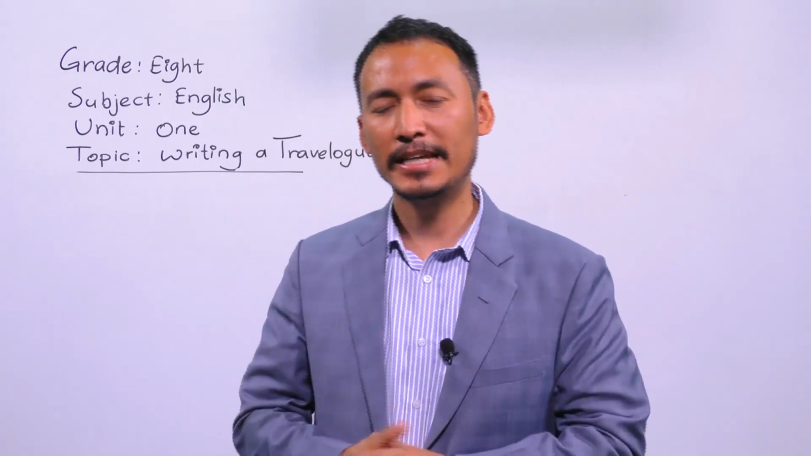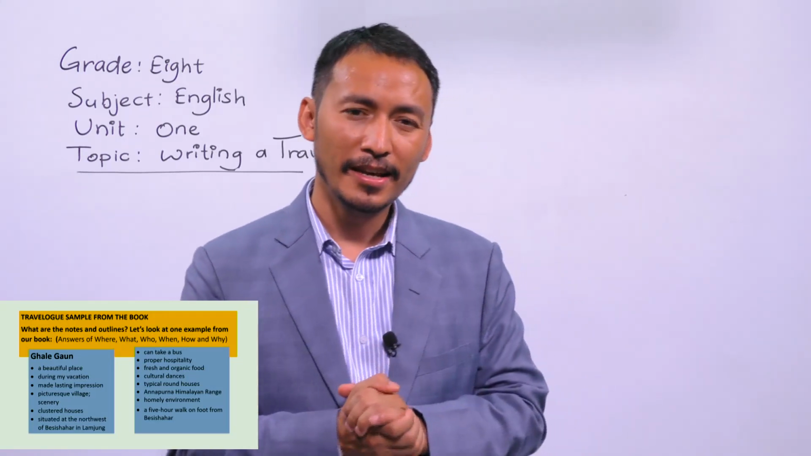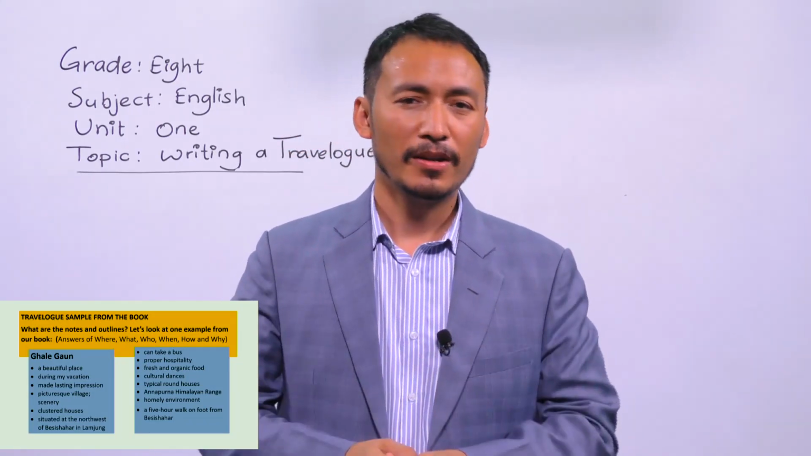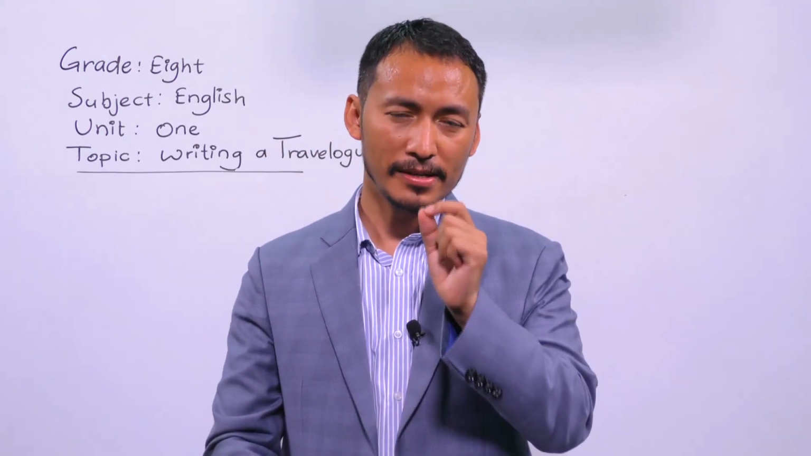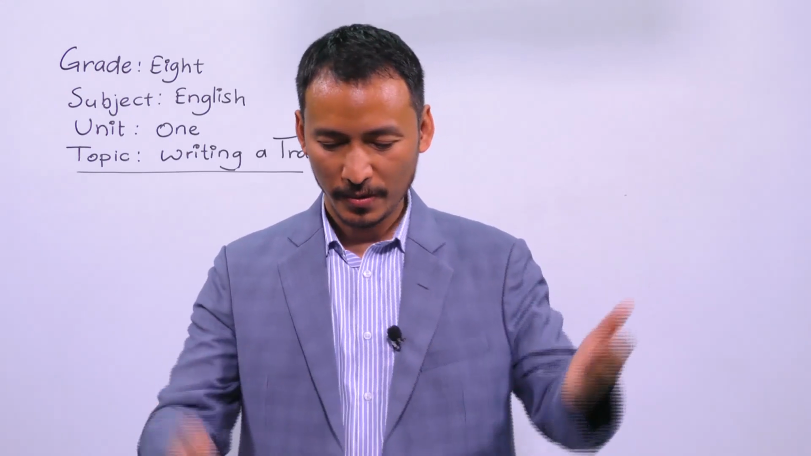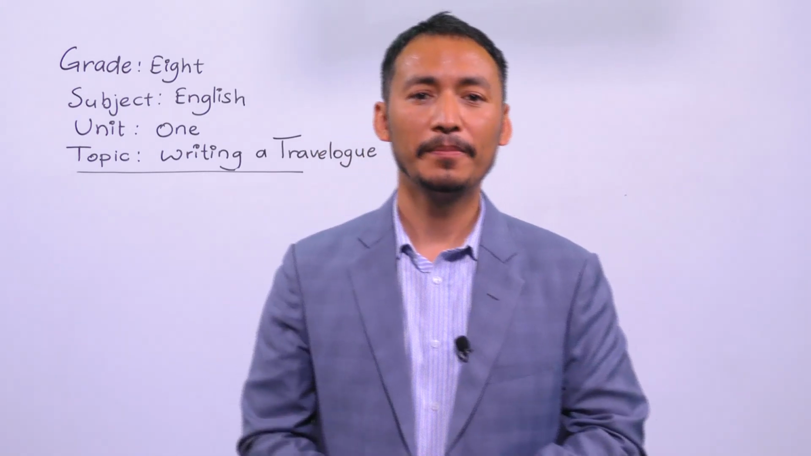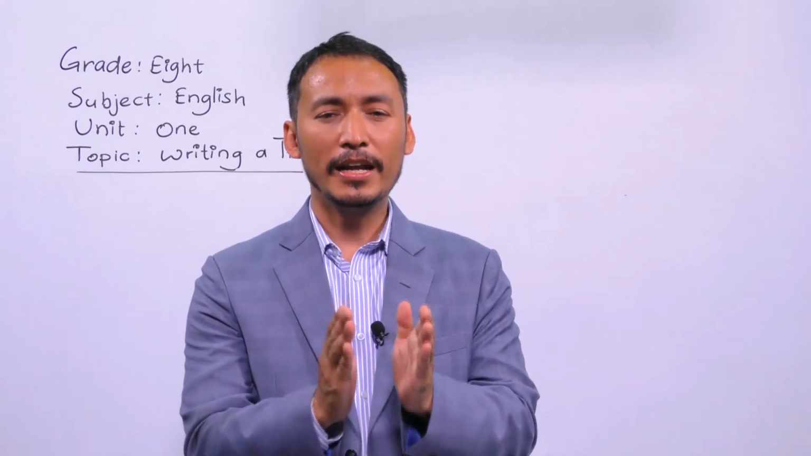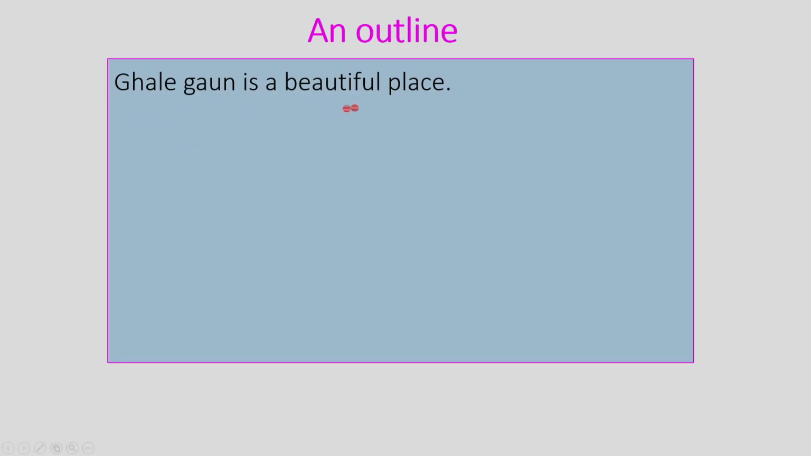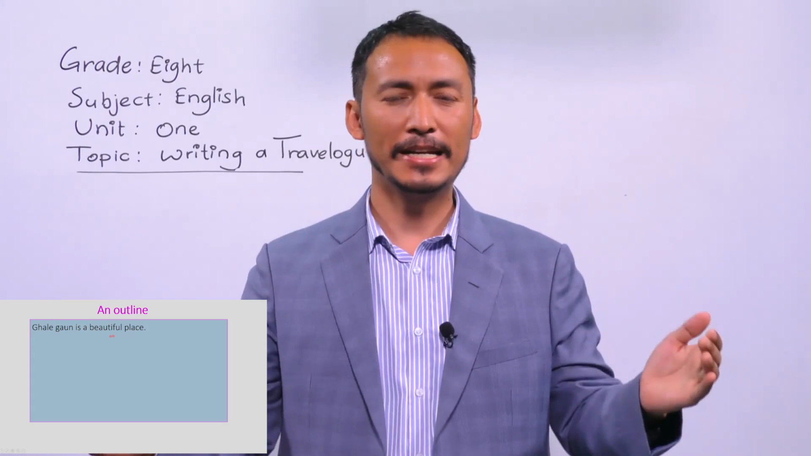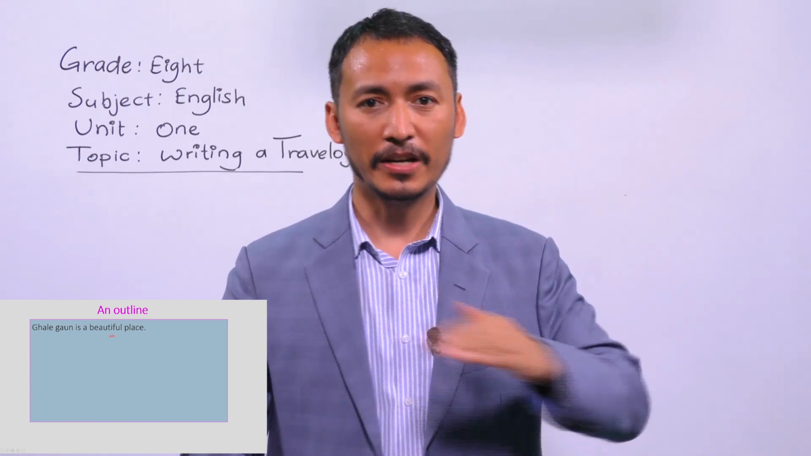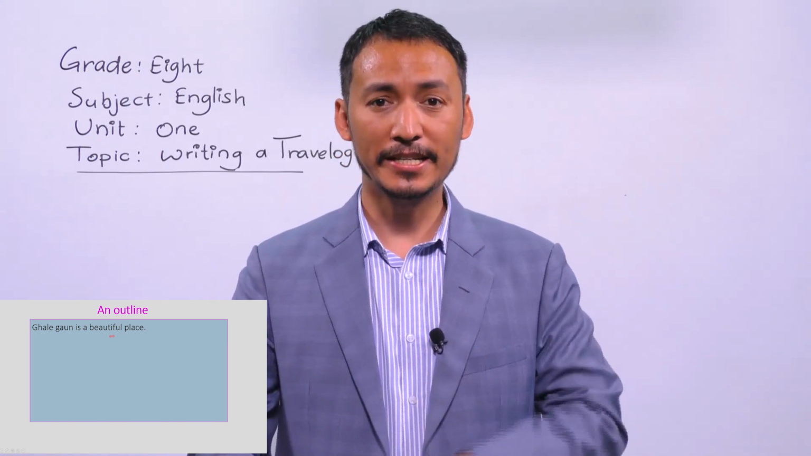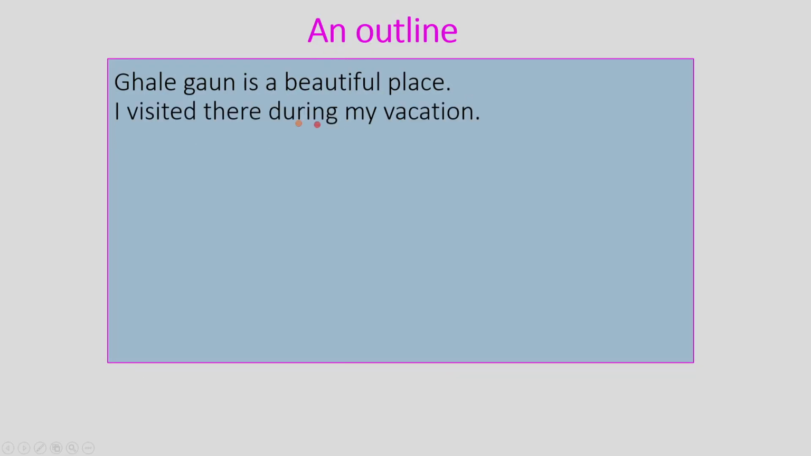Okay, then the next stage is to make these notes into an outline. What is an outline, or how does it look? I'm going to show you. So this is how you can make your outline. You are developing those notes into sentences, and they are pieces of sentences that are not connected. You are later going to make them into connected sentences. Let's see. So Ghalegaon is a beautiful place. I visited there during my vacation.